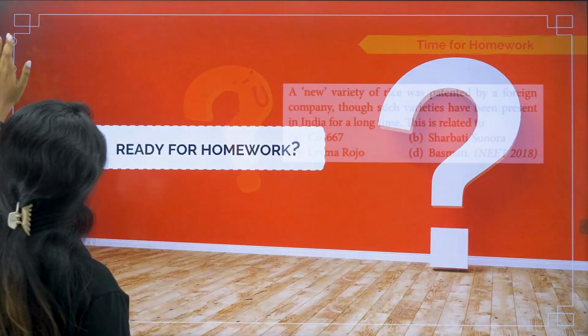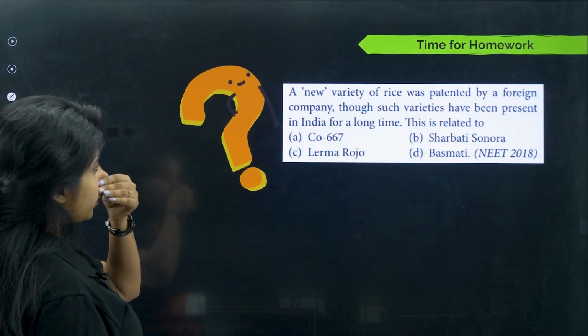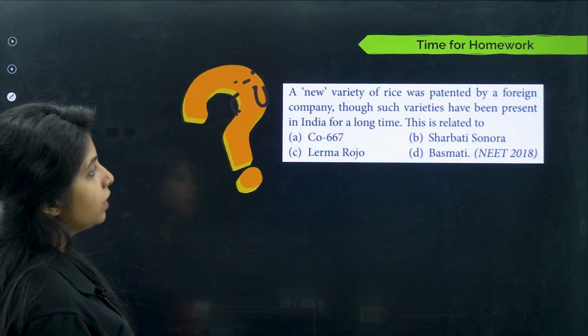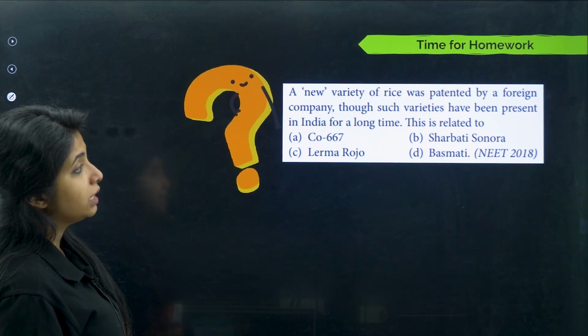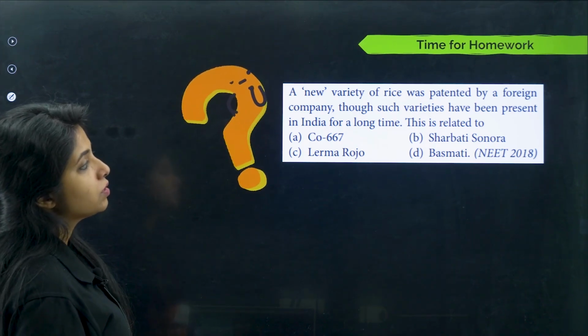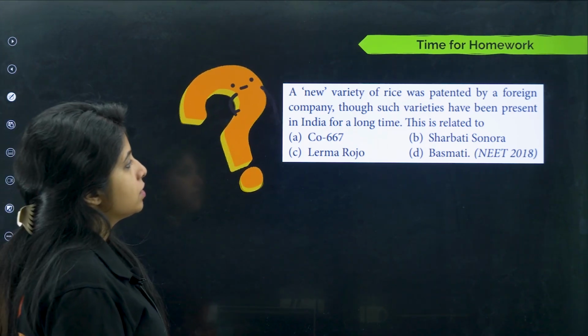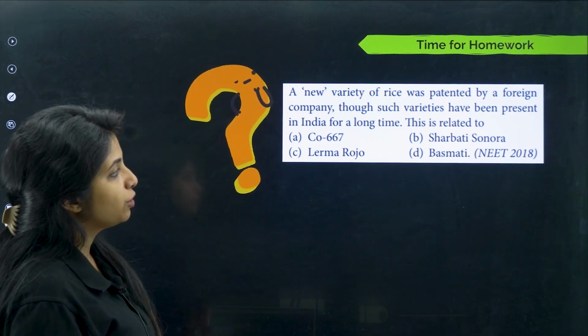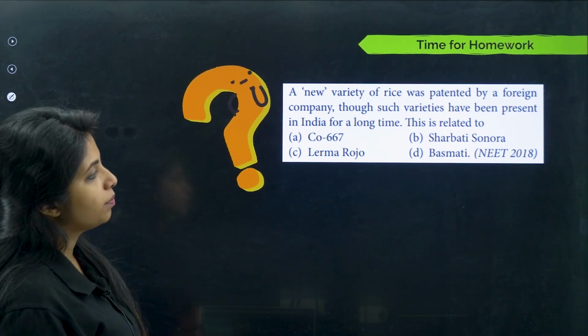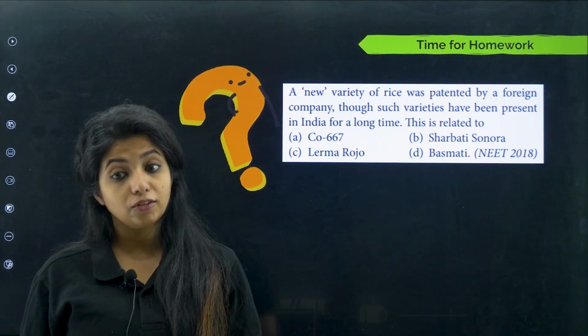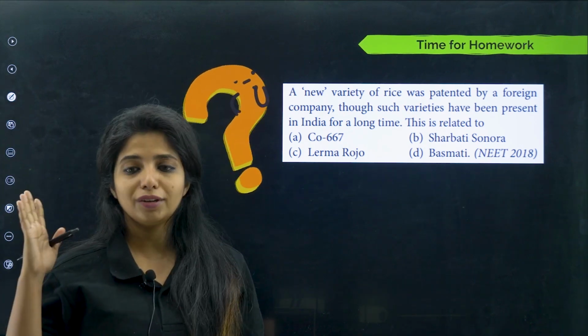Cool? Now, a new variety of rice was patented by a foreign company, though such varieties have been present in India for a long time. This is related to what? L67, Sharbati Sonora, Lerma Rojo, Basmati. NEET 2018 question. Again 2018. The three questions that I showed you here itself.